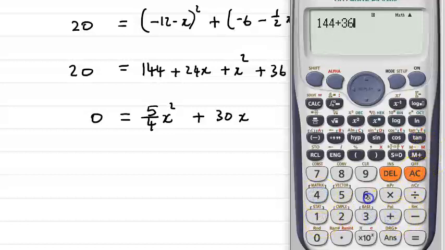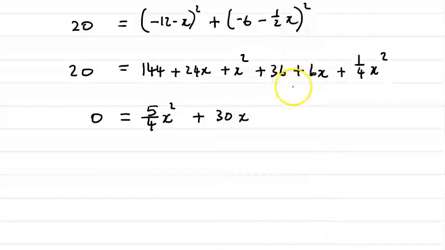144 plus 36. We just simplify here. And minus 20, because we're going to bring this 20 over to the right hand side. That's equal to 160. So that's going to be plus 160. Now, in this particular quadratic equation, you can use the quadratic formula to solve for x.